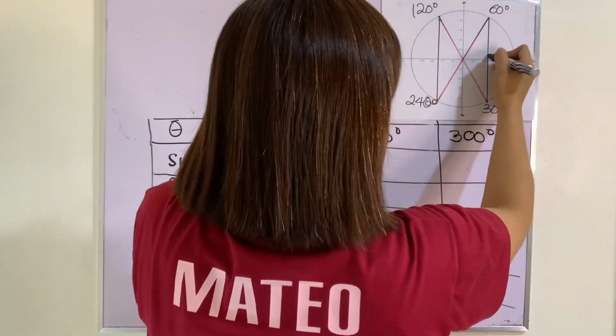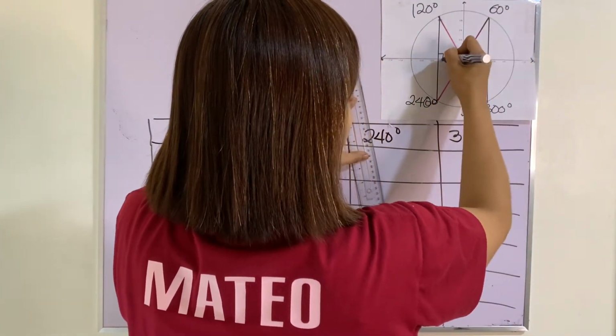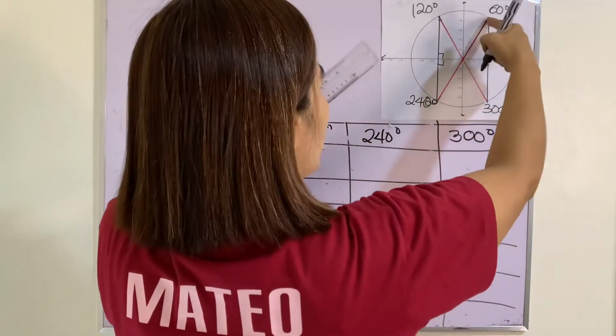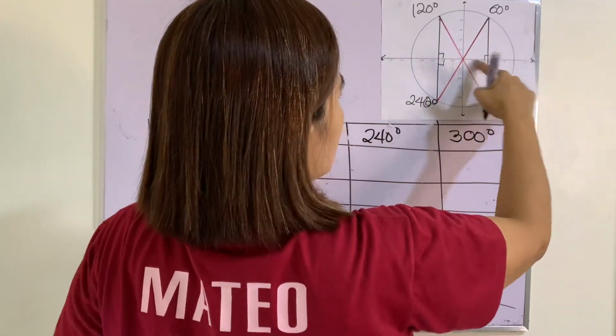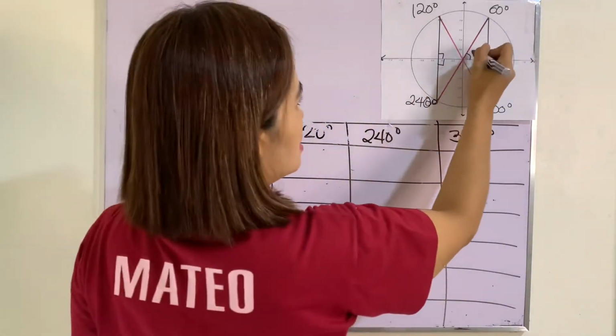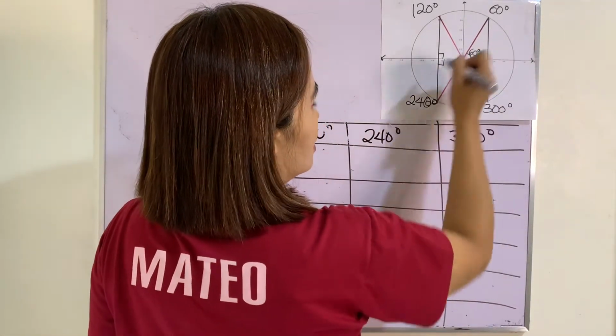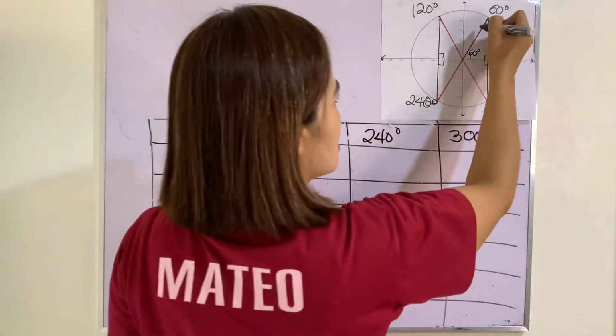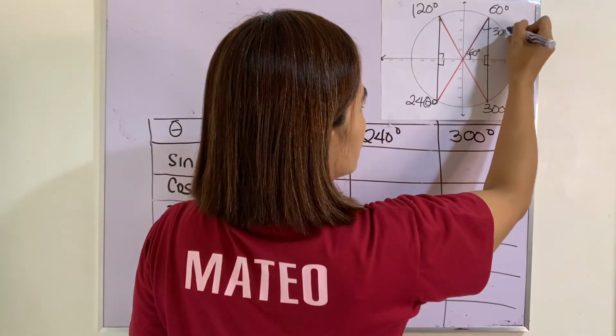Okay, this one is our right triangle. Our y here is this one and our x here is this one. Again, this one is a 30 by 60 right triangle. This time, this is 60 and this one is of course 30.